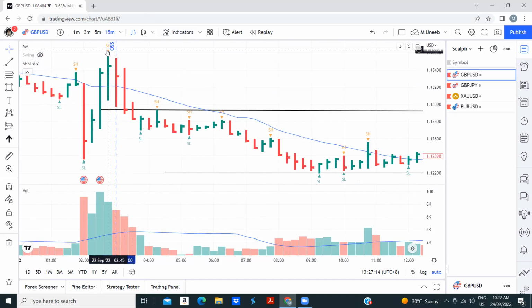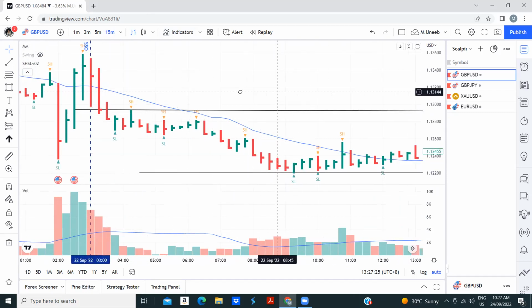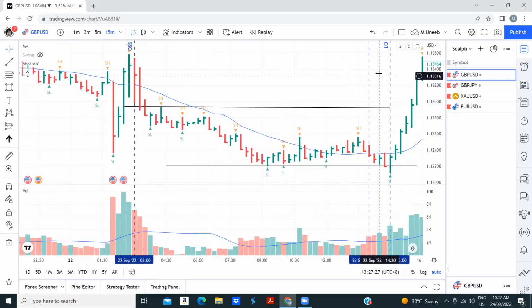So what do I see? The next swing high was before the overnight session starts, so we will not take it. Got it? This is the one. This one is the highest and this one is the lowest. Now we can hide it. Okay, now we have the structure in place.